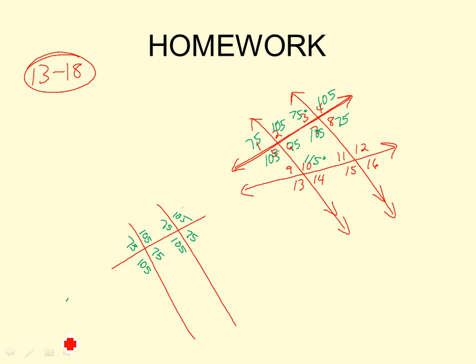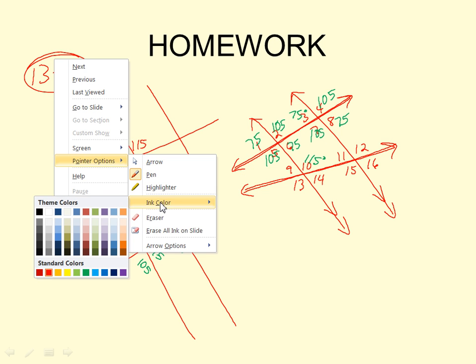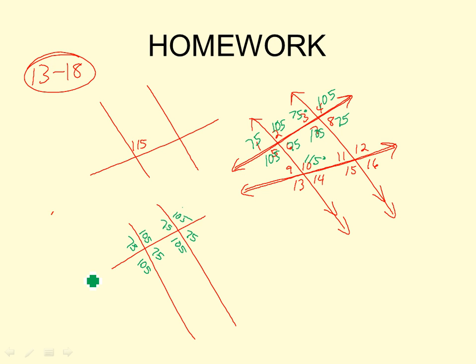Now I'm going to split off the two parallel lines. Instead of using the top line as the transversal, I'm going to use that bottom transversal. I know this angle is 115. Well, if that angle is 115, then this angle is 65. 180 minus 115. Make sure you don't make mistakes on this.